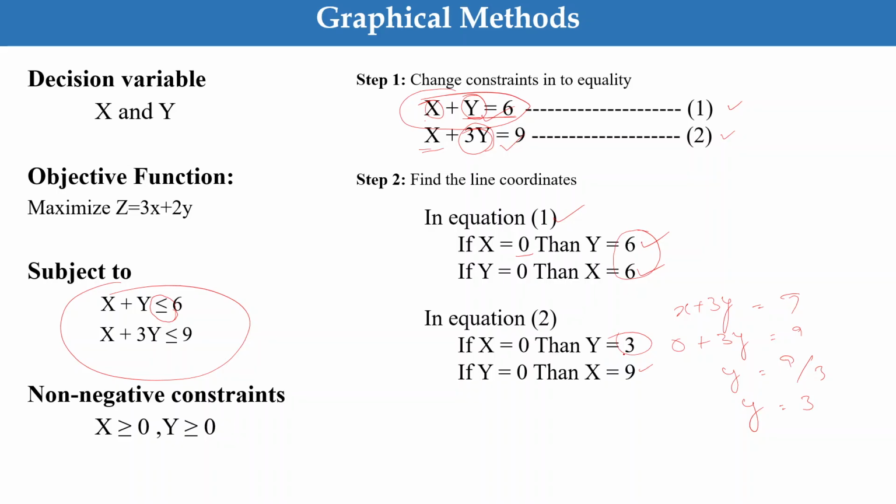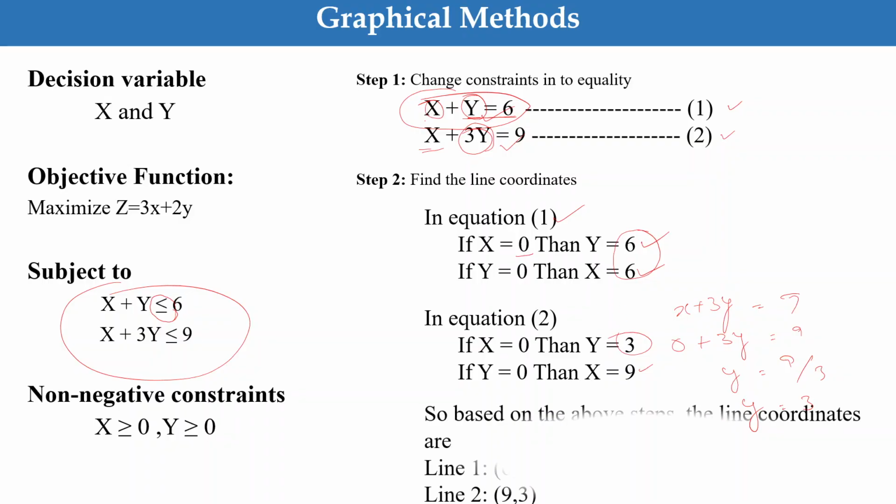So what we did in the first step is make the constraints equal. In the second step, we put x equal to 0 and y equal to 0 in equation 1, and x equal to 0 and y equal to 0 in equation 2. When we do this, we find two coordinates for each line: for line 1, 6 and 6, and for line 2, 9 and 3. Because x is 9 and y is 3, we write x, y as 9, 3. Now I have these two coordinates with the help of my constraints. Hope up to this point things are clear to you.